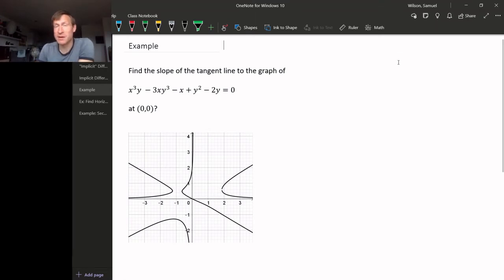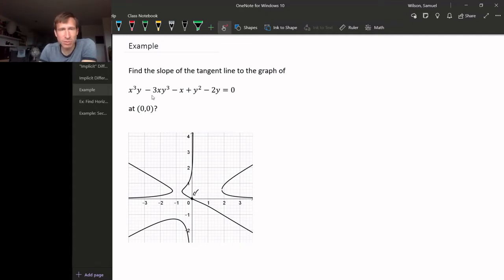Let's look at a few more examples of using implicit differentiation. To start out with, let's find the slope of the tangent line to this crazy graph at the point 0, 0. You can see that 0, 0 is on the graph of this equation. Definitely we aren't going to be able to solve this equation for either x or y, so we can't find this derivative explicitly. We really are forced to use implicit differentiation here.